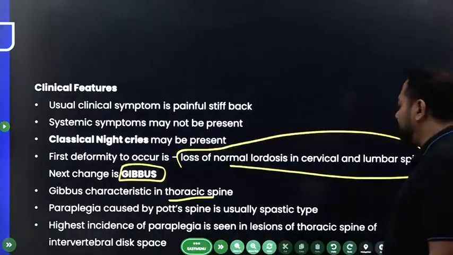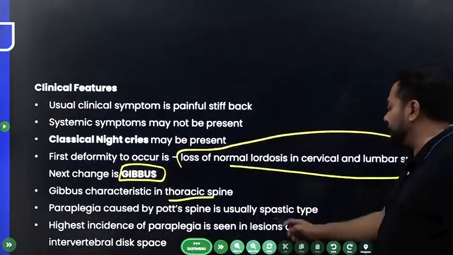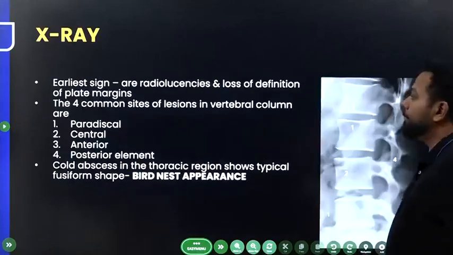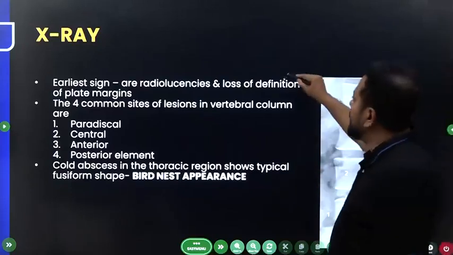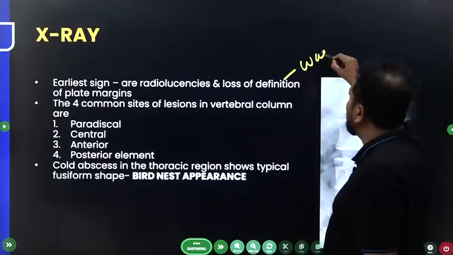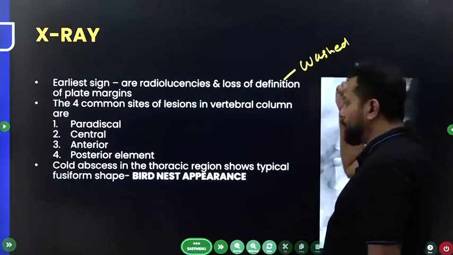Clinical test. Paraplegia caused by Pott's spine is usually spastic type. The earliest X-ray sign is radiolucency and loss of definition of the end plate margin. This is called washed out appearance. Already I told you.